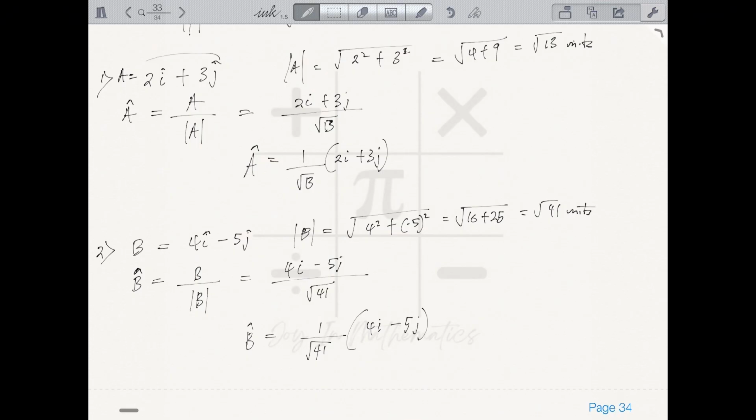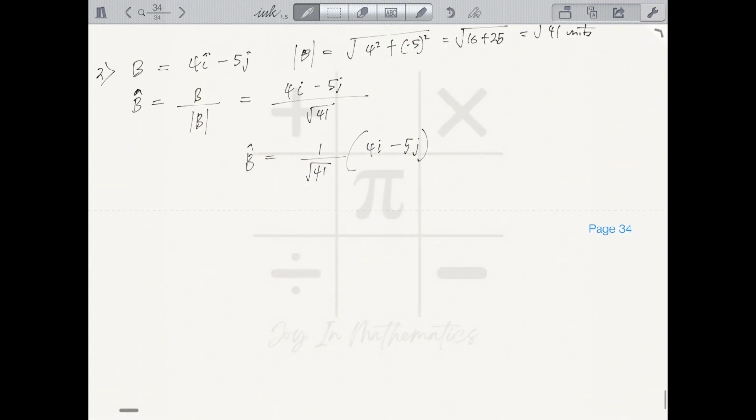Now, it can also be a three-dimensional vector. We have dealt with 2 dimension, so let's take for 3 dimension. Okay, now let's take, for instance, we have a vector C of 3 dimensional to be 2i minus 5j plus k, and we are asked to evaluate the unit vector of C.